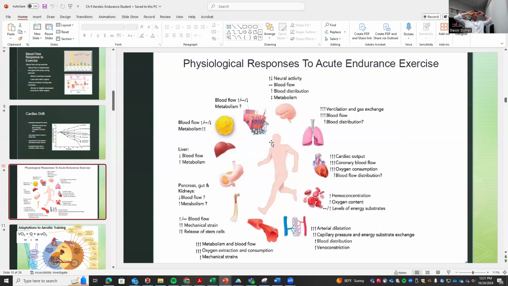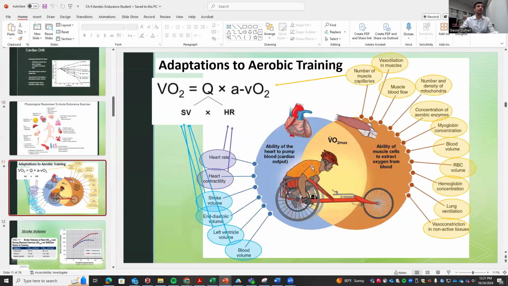So, physiological responses to acute endurance exercise. I'm not going to go over all these here. You guys can read. The general idea is pretty much exactly what I have been talking about thus far as we go through it, right? And then the idea here, pretty much the same thing. I'm not going to go over this.